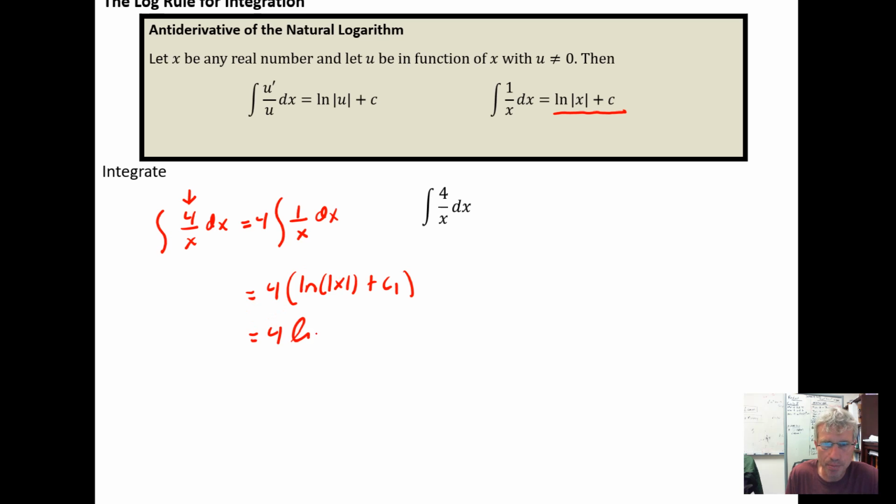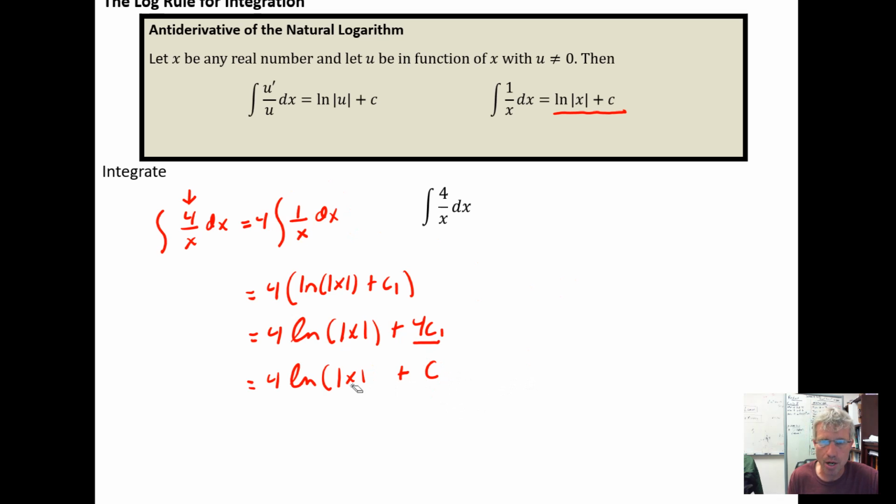So I'm going to get 4 times the natural log of the absolute value of x plus 4 times constant 1. But 4 times the constant is just going to yield another constant. So I'm going to get 4 times the natural log of the absolute value of x plus some other constant. So in this case, this would be an uncommon way to walk through this process. Usually what you would do is recognize that you're going to get the natural log of x plus a constant, and you know you're going to be multiplying 4 by the constant, which will just give you a constant.